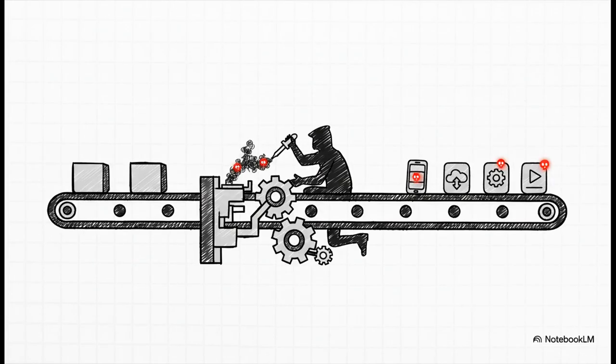The third method targets the factory itself. In the software world, this is called the CI/CD pipeline. You can just think of it as the automated assembly line that takes all the code, all the components, and puts them together to build the final app. Now, if an attacker can hack that assembly line, they can inject malicious code into every single thing that comes off it, even if all the original bricks were perfectly safe to begin with.